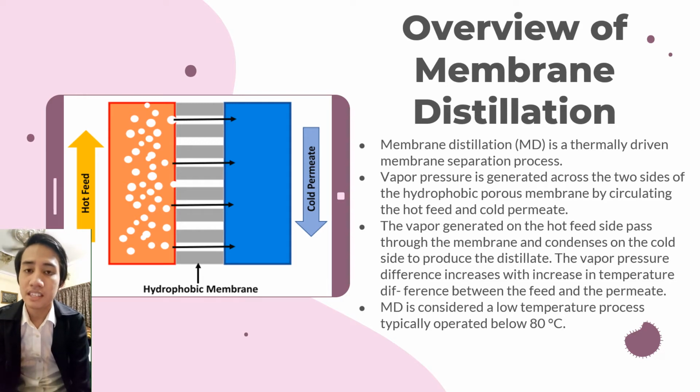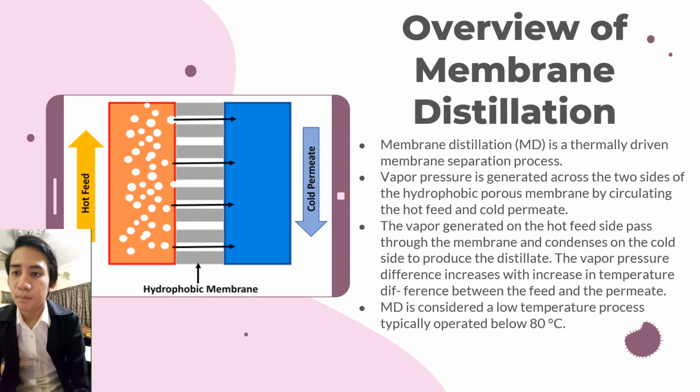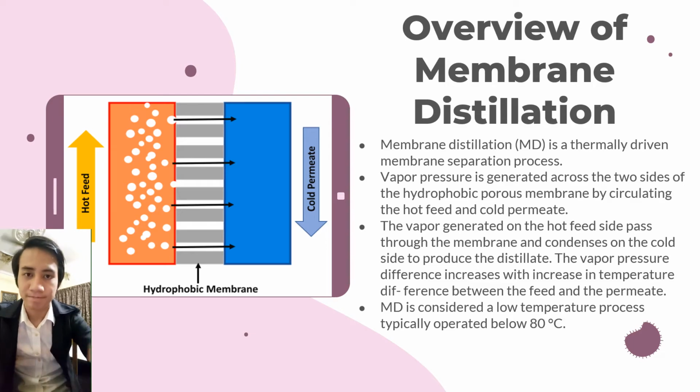And as you can see on the figure, water vapor molecules in the hot feed are able to pass through the pores of the membrane, whereas the liquid feed is prevented from transporting through the membrane pores. This phenomenon is mainly because of the hydrophobic nature of the membrane and its low surface energy. In the membrane distillation process, it is important to keep the pores of the membrane dry to prevent the liquid feed from directly passing through the hydrophobic membrane.